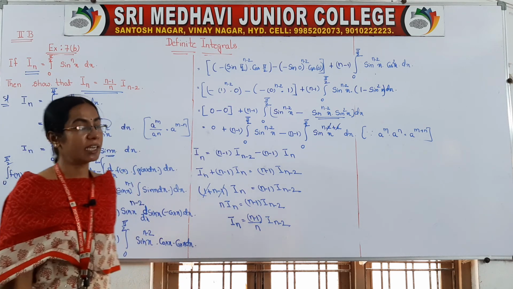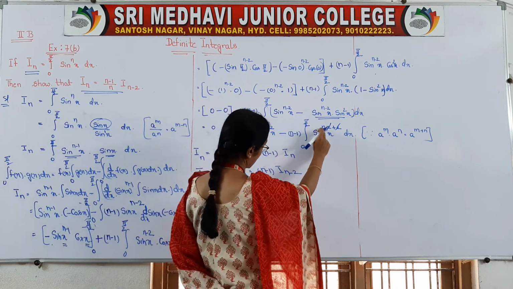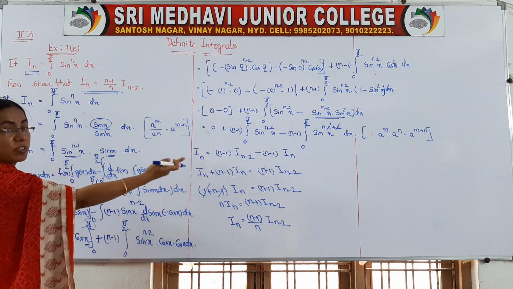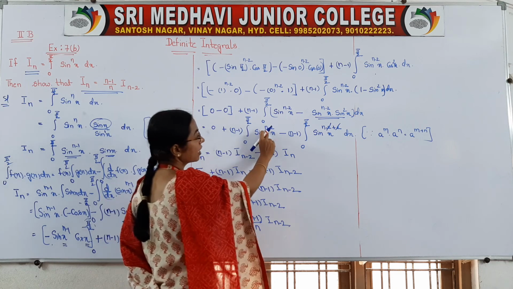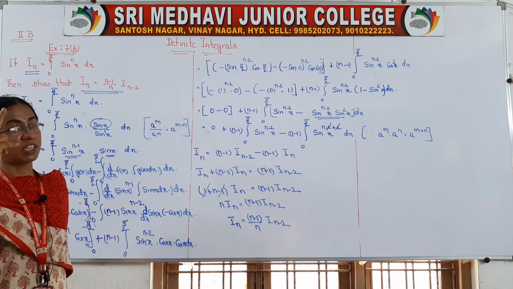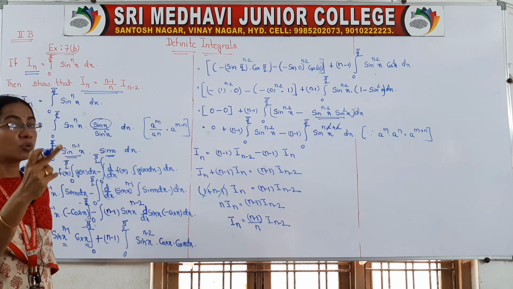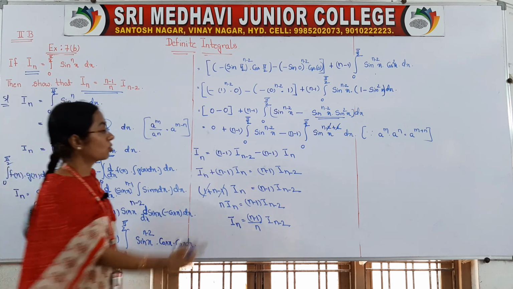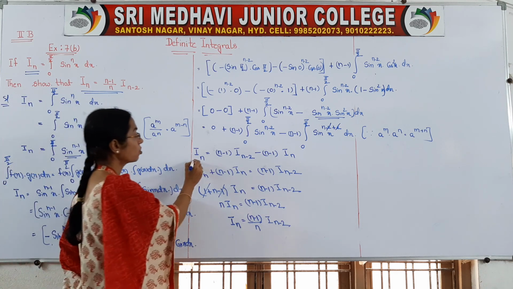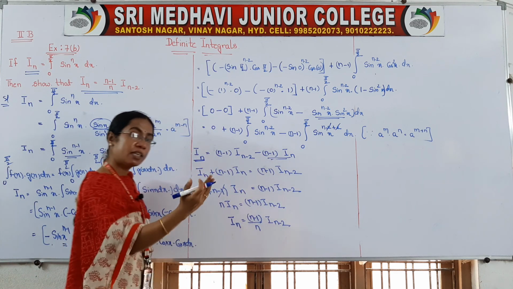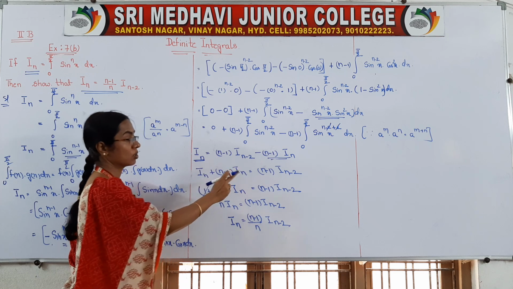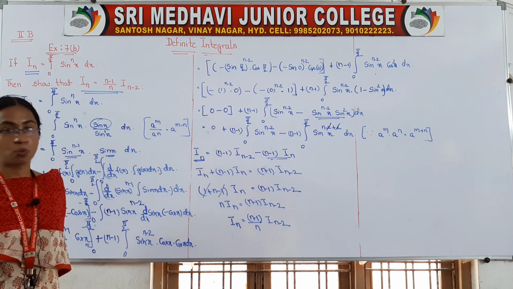So we got n, and this is nothing but 0 to pi by 2 sin to the power of n x dx. In the beginning they have given that as I_n, so in its place we can take I_n, and instead of n here, 0 to pi by 2 sin to the power of n minus 2 is there, so in its place we can write I_(n minus 2). So here also I_n is there, here also I_n is there. Try to write I_n terms together. So I_n plus n minus 1 I_n is equal to n minus 1 I_(n minus 2).